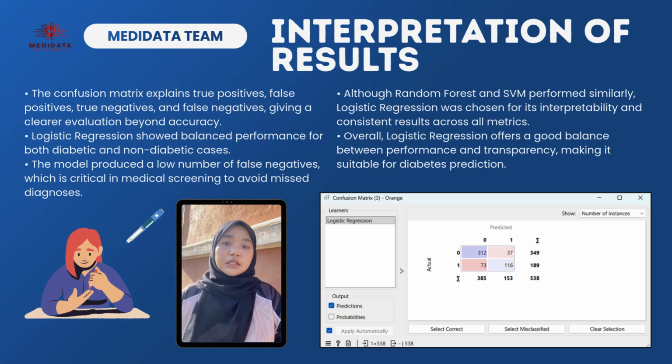Importantly, the model produced a low number of false negatives, which is critical in medical screening. Reducing false negatives helps prevent missed diabetes diagnoses, ensuring high-risk patients can receive early medical attention. Although random forest and support vector machine models achieved similar performance levels, logistic regression was selected due to its better interpretability and more consistent results across the evaluation metrics.